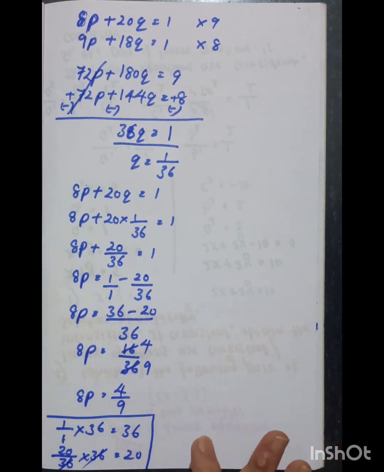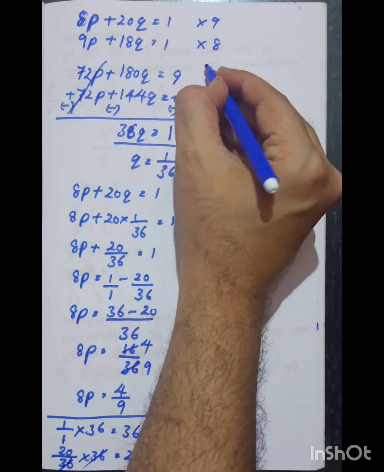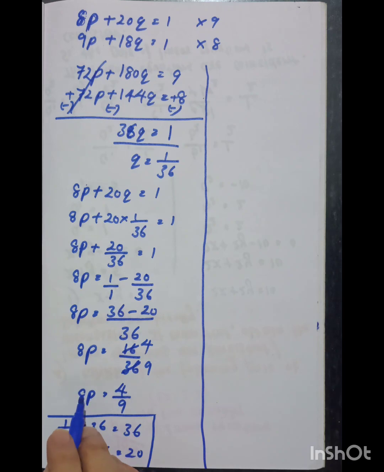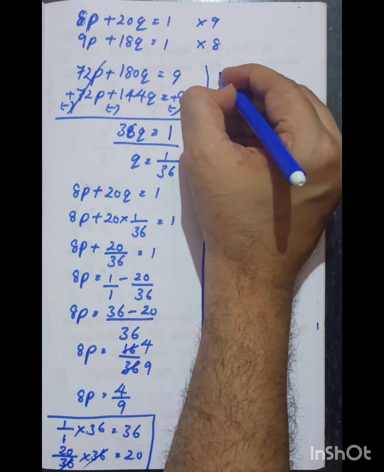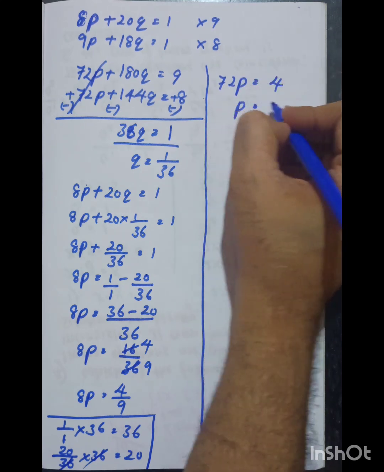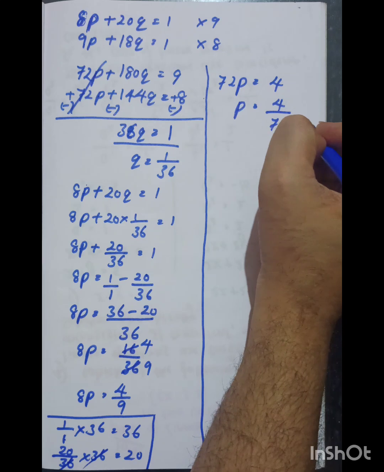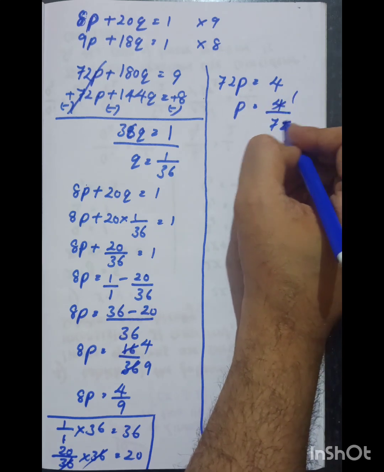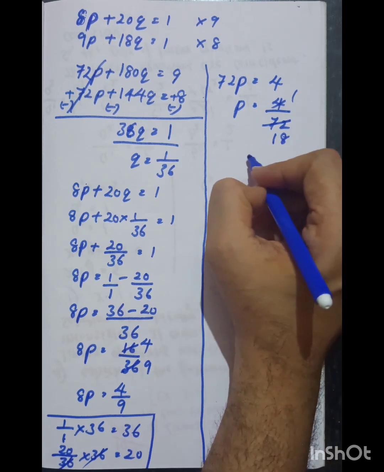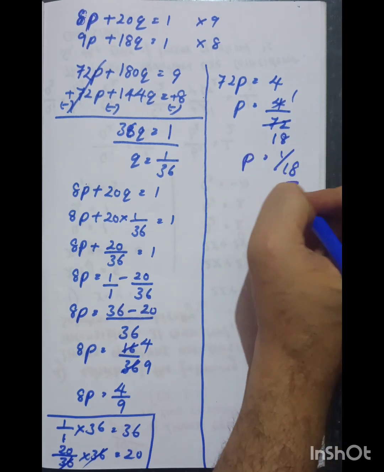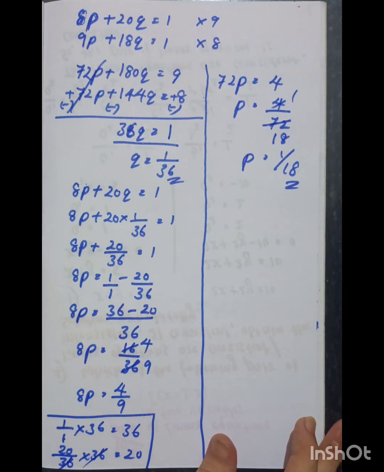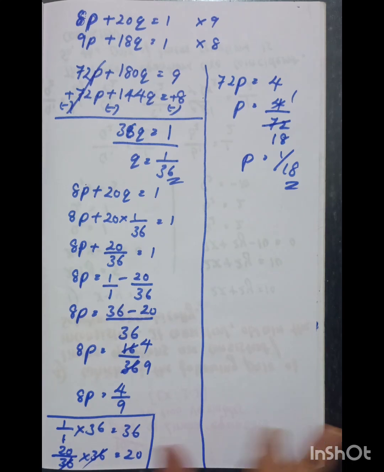Now we can do the cross multiplication for this. If we do the cross multiplication, 8p into 9, 8 9s are 72. 72p equals 4. So p equals 4 by 72. If we divide, 4 1s are 4, 4 18s are 72. So p equals 1 by 18. Here we got the value q as 1 by 36 and p as 1 by 18.